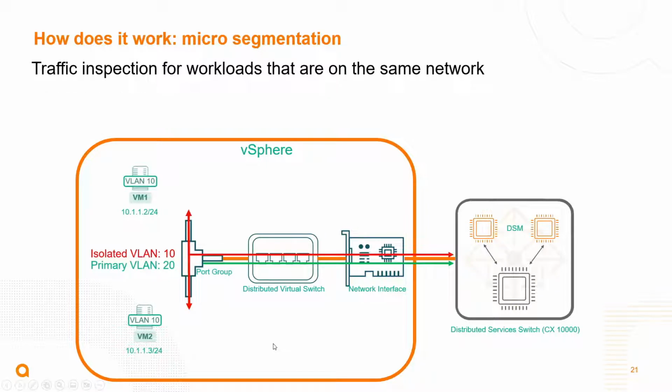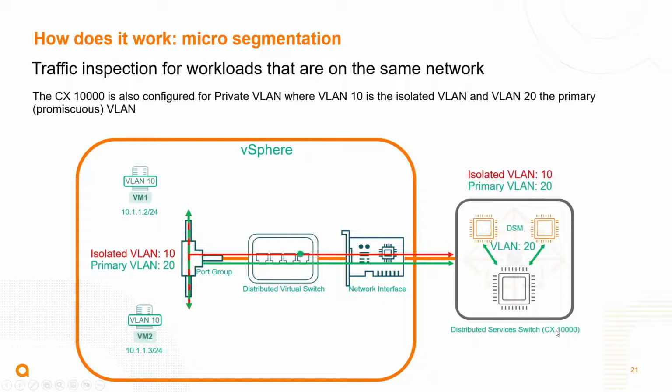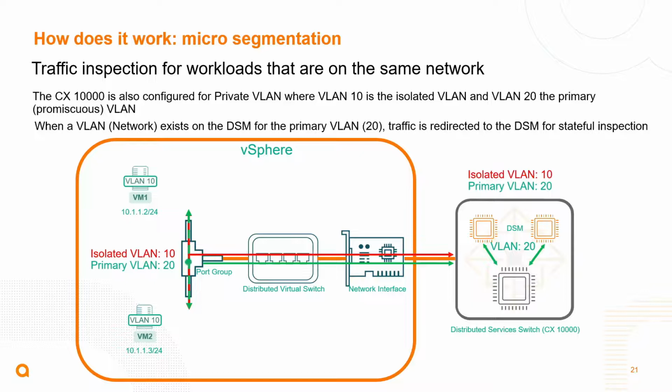And then what we can do on the 10K switch is redirect that primary VLAN, VLAN 20. So we also configure private VLANs on the physical switch. And we can redirect the isolated VLAN traffic through the primary VLAN onto the DSM, onto the ELBA chip for traffic inspection. That's really how we can achieve microsegmentation, right? If we configure this network on the DSM, that traffic is redirected for stateful inspection. So it's really easy to create that microsegmentation.